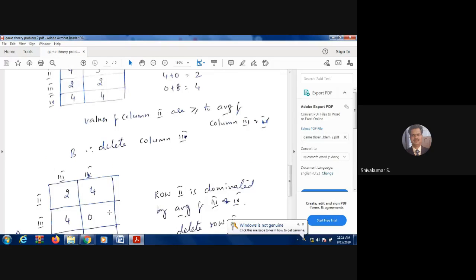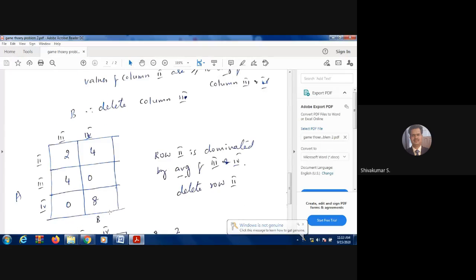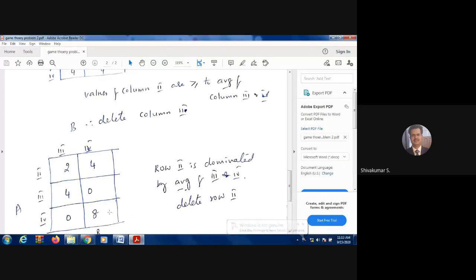Okay, now you are getting this matrix. After this, you get this matrix now. That is 2, 3, 4 as it is, 3 and 4 as it is. It is 2, 4, 4, 0, 0, 8. Now once again, I have to reduce the matrix.